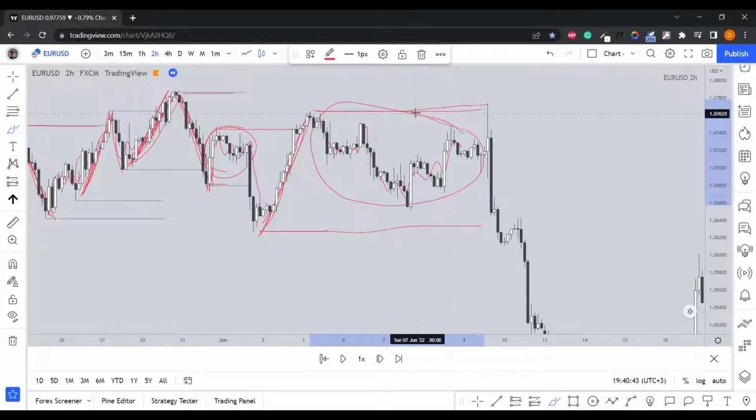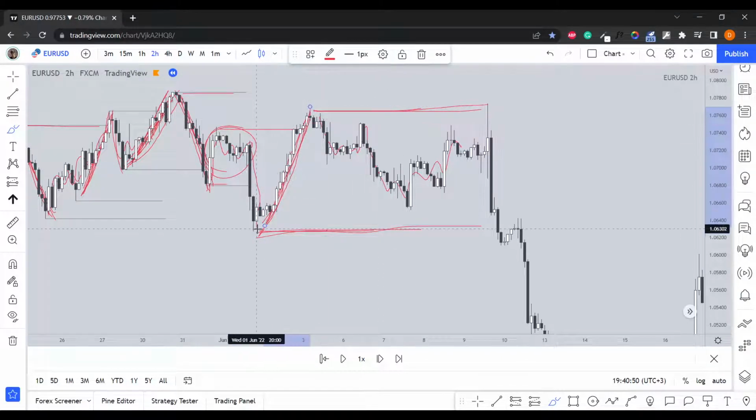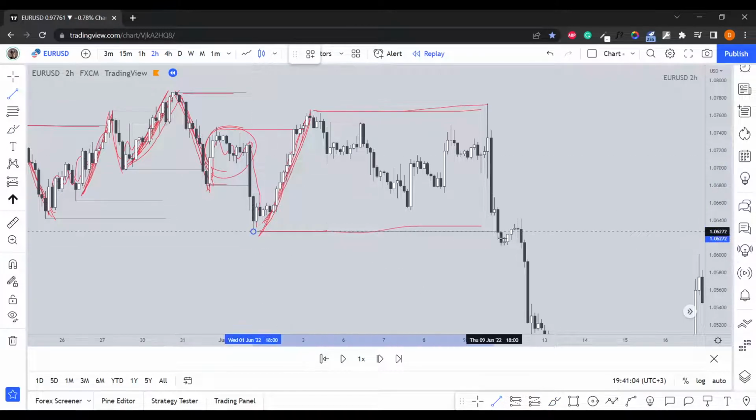Why is it all inside structure? Because the price never left the boundaries of this up impulse. You see, it created a pullback here and just started the consolidation, and that's all. So the first candle that actually broke this push was exactly this candle, exactly this one. So this was the break of structure, and this break of structure came from this high.